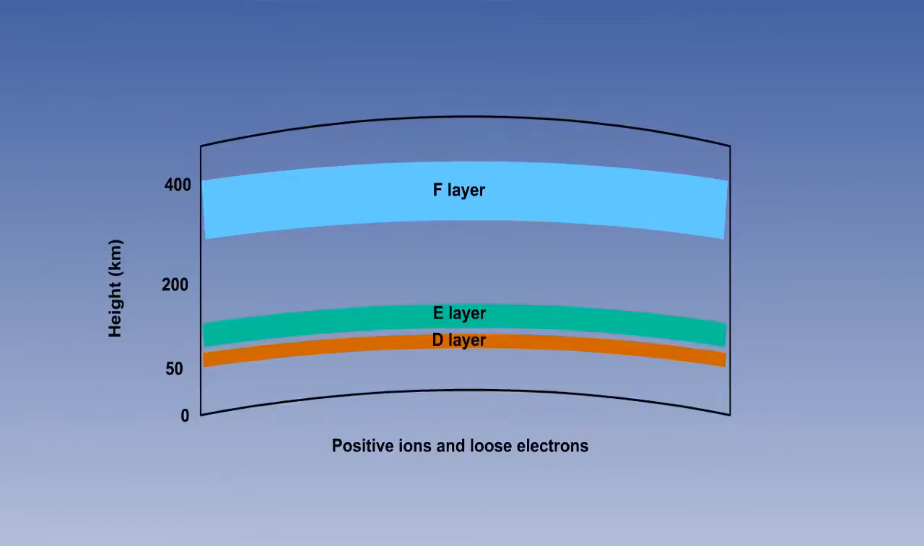Ultraviolet light waves of different frequencies penetrate the atmosphere to a different extent, creating bands of ionized gases at different levels. Because ionization is dependent upon the sun's energy, it is greater during the day than at night.